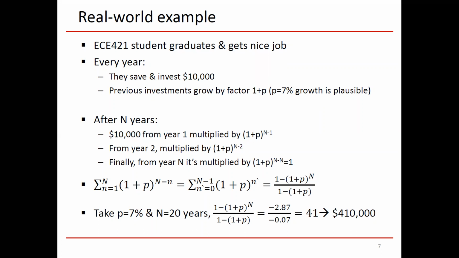Imagine that you're an ECE 421 student, you graduate, you get a nice job, and every year you're going to save and invest $10,000. And suppose that your investments from previous years grow by a factor of 1 plus p. p is the growth rate or interest rate, whatever. And a 7% growth rate is plausible.